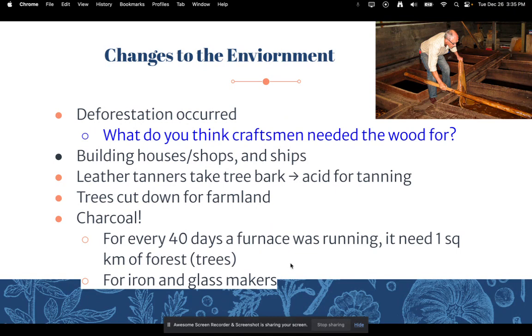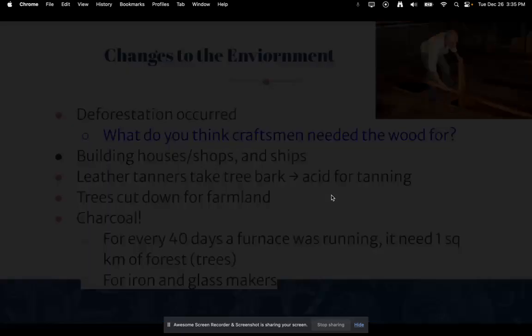For every 40 days a furnace would be running, so like a blast furnace, it needed 1 square kilometer of forest, like the wood from 1 square kilometer of forest, to run. So again, blast furnaces for iron and also glass making.